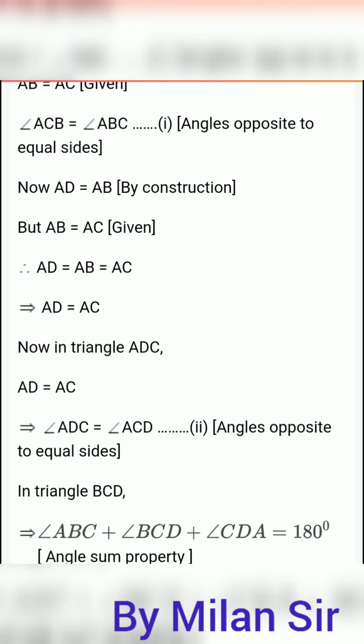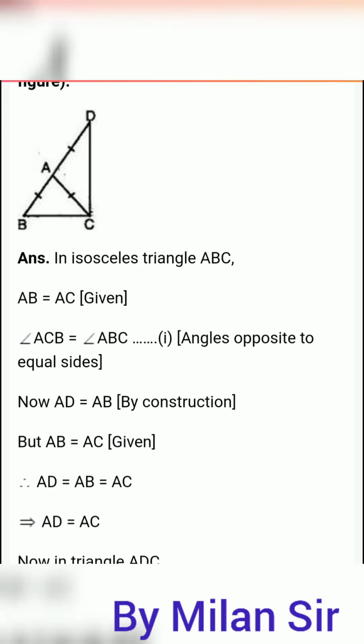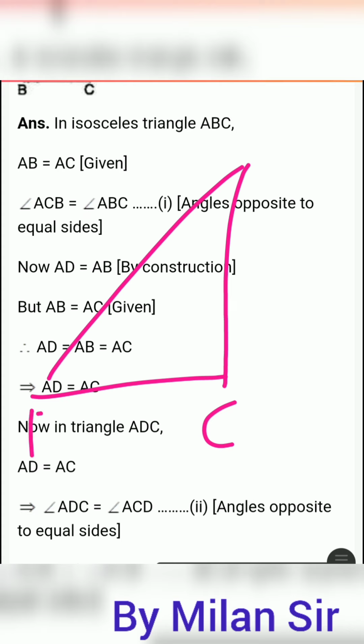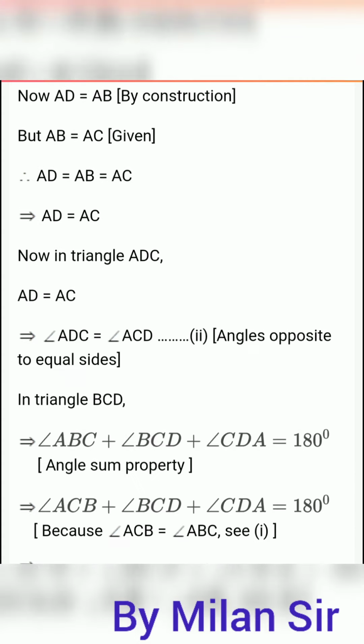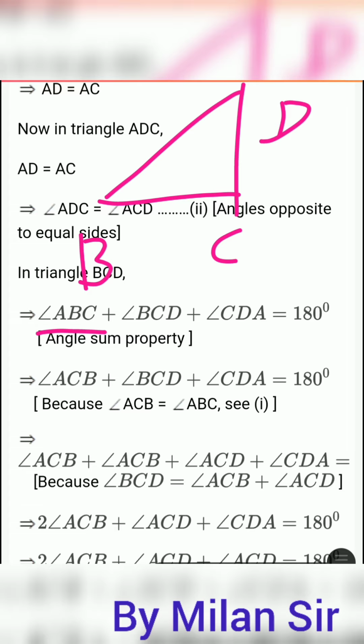So here we have the triangle BCD. So angle ABC, in triangle BCD, here we have A, that means this angle, plus BCD, that means this angle, plus CDA, that means this angle, is equal to 180 degrees. The addition of all the angles is equal to 180 degrees.